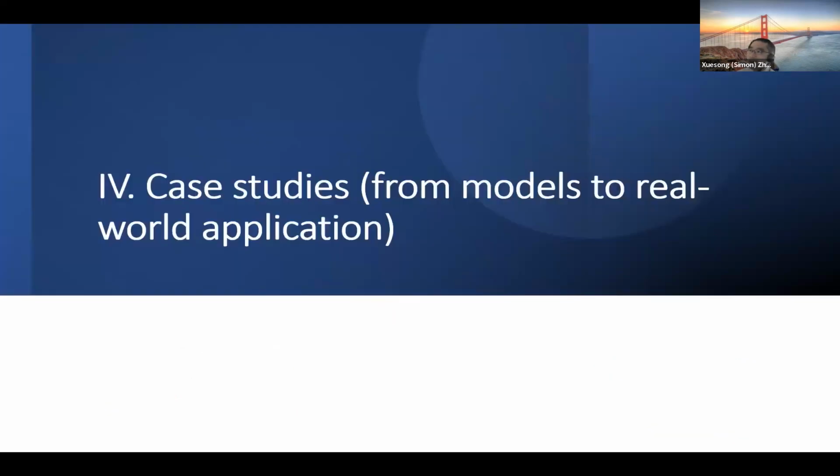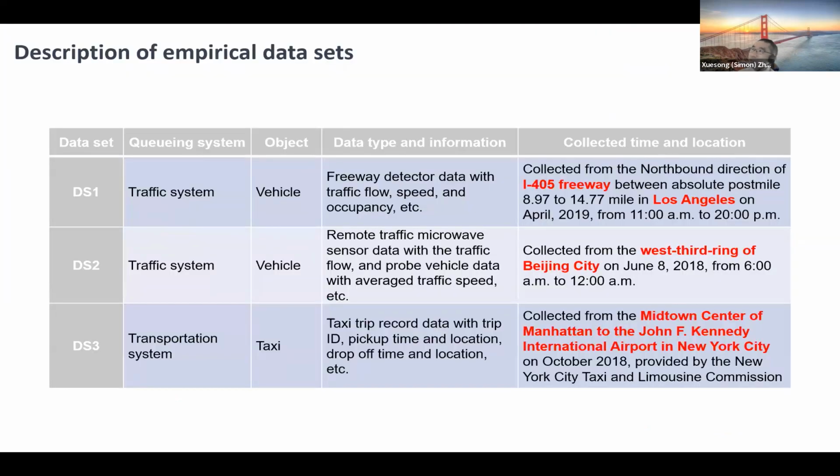So I think I present a lot of material on this mathematical derivation. It's time for us to move from models to real-world application. First of all, I have 3 empirical data sets. Data set number 1 from California, data set number 2 from the city of Beijing when I took my sabbatical leave in 2019, and data set number 3, the taxi data from New York City.